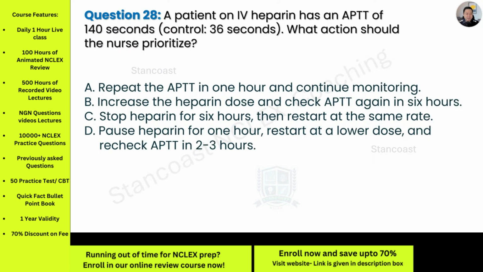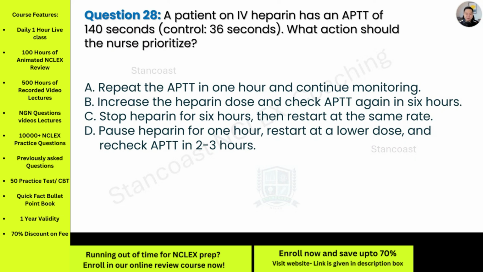A patient on IV heparin has an activated partial thromboplastin time of 140 seconds, control of 36 seconds. What action should the nurse prioritize? A. Repeat the APTT in 1 hour and continue monitoring. B. Increase the heparin dose and check APTT again in 6 hours. C. Stop heparin for 6 hours, then restart at the same rate. And D. Pause heparin for 1 hour, restart at a lower dose, and recheck APTT in 2 to 3 hours.